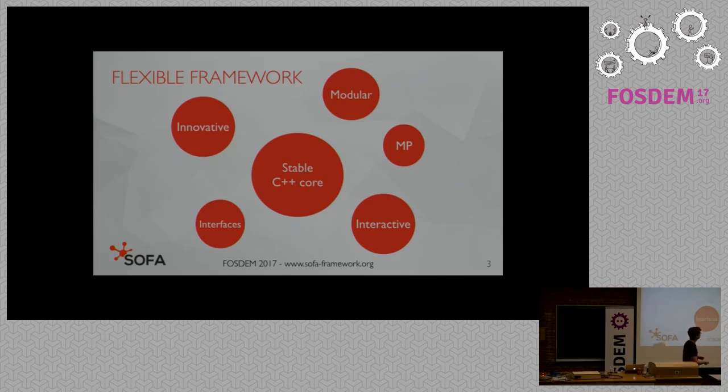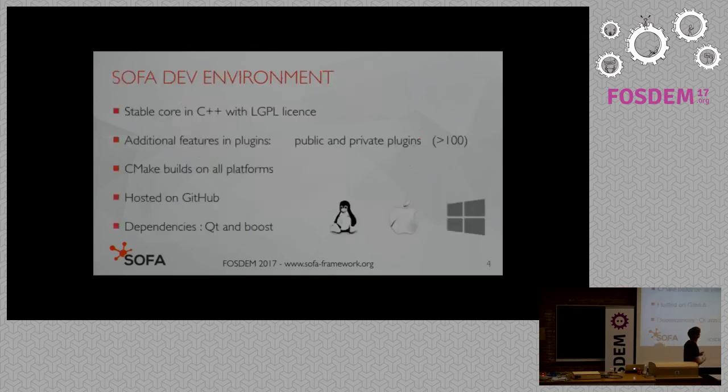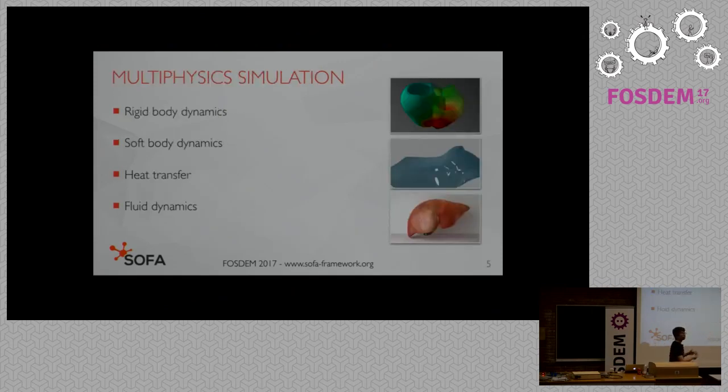It's multiphysics, as we're going to see right now. And we are always targeting interactive simulation, so pretty fast simulation of physics. You can see that at our booth in building K, where we have a haptic interface showing a small demo with SOFA. So what is SOFA? I said it's LGPL, and you have this plugin system. So all the usual stuff: building with CMake, we are on GitHub as well, and two dependencies, which are Qt and Boost. We are cross-platform, so you can use it on any platform you want.